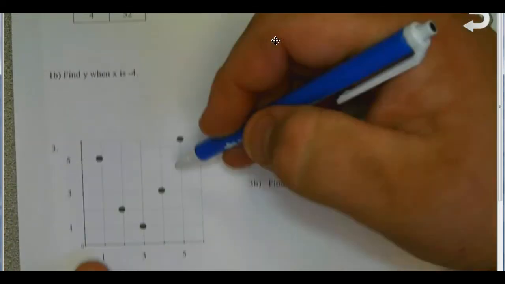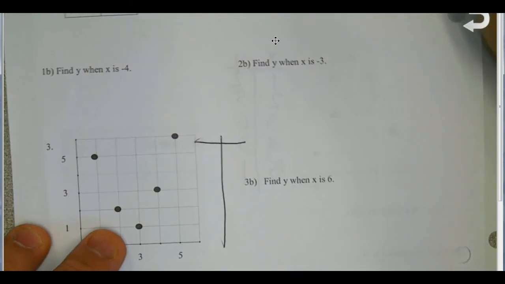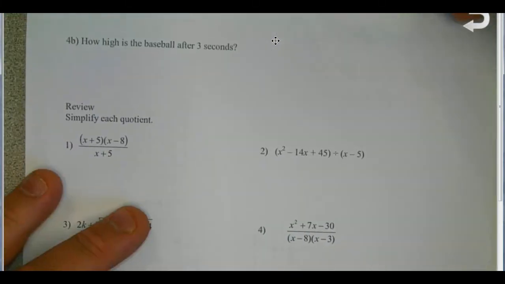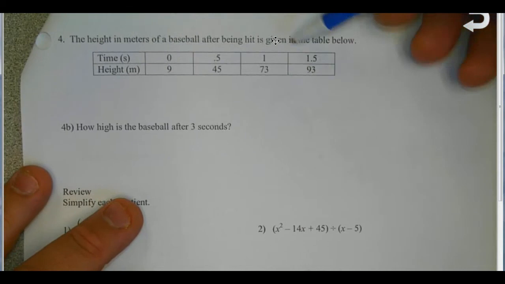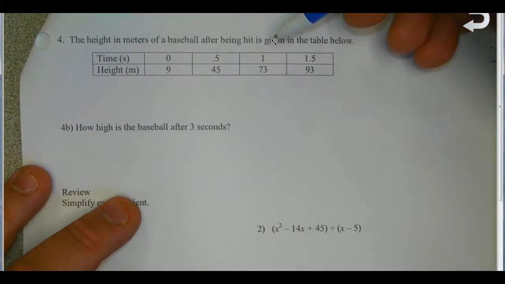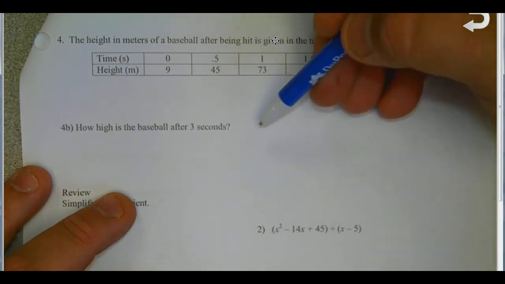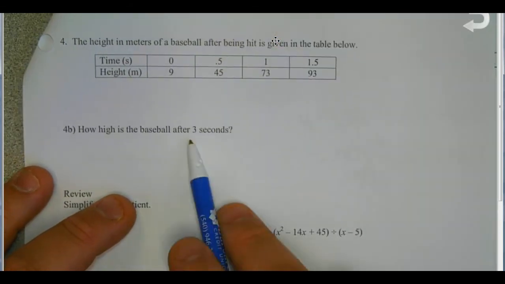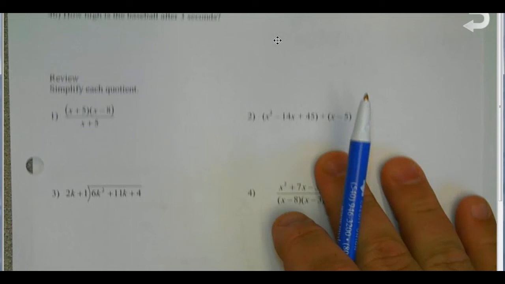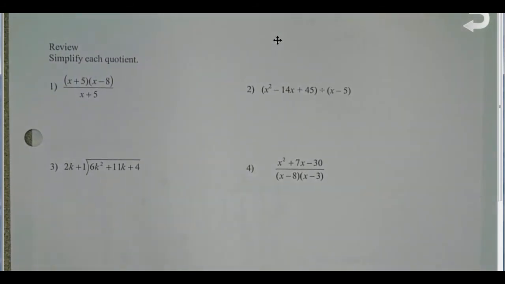Again, another set of ones with ordered pairs, so you're going to have to set up your own table, okay? And then finally, I give you a question about a real life situation where we talk about a baseball over time. And so then it says how high is the baseball for 3 seconds. Well, guess what? You're going to put 3 in for x. I'll also give you guys a chance to review a little bit more factoring and dividing.